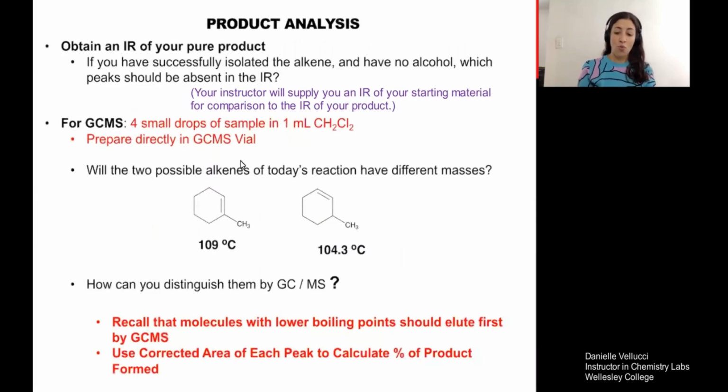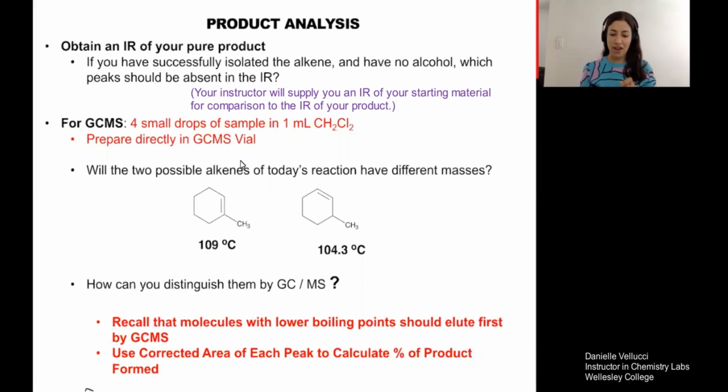Okay. Once you have this product in your vial and you've weighed the vial, you're going to obtain an IR. Think about what this could tell you. If you had residual alcohol, what peaks might you expect to see in the IR? Think about the region between 2,800 and 3,000. If you have double bonds versus only sp3 carbons, where do you expect the signals for your CH stretching to show up?